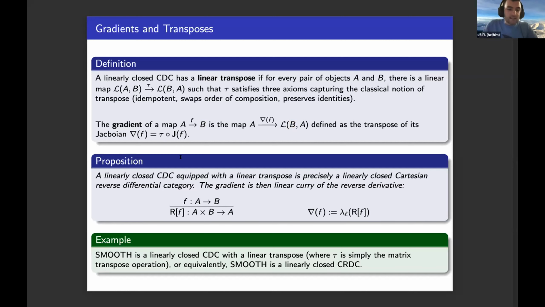Now, as I've mentioned, what's neat about this is that this notion of having a linear transpose is closely related to this idea of Cartesian reverse differential categories. I won't go over the definition here because someone's going to talk about it tomorrow, but essentially a Cartesian reverse differential category comes equipped with a combinator R this time, which for every map from A to B, you obtain a map from A cross B to A. So again, this idea of the codomain part now appearing in the domain for the reverse derivative.